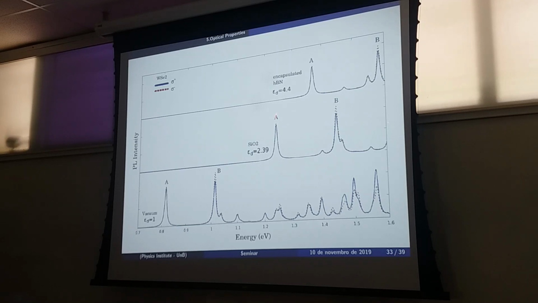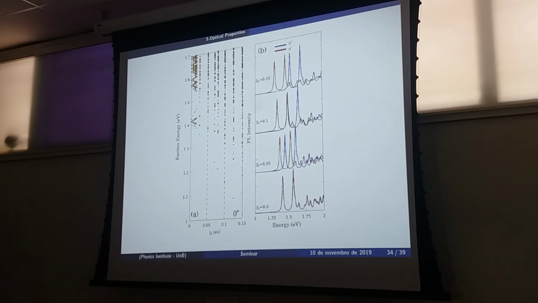Those two peaks, A and B peaks, are the peaks that characterize the material. So this is WSe2, but from MoS2, and the other one is very similar. And here I come with those two light polarization spectra, which are basically the same. Of course, when I put excitonic effects, this will change.